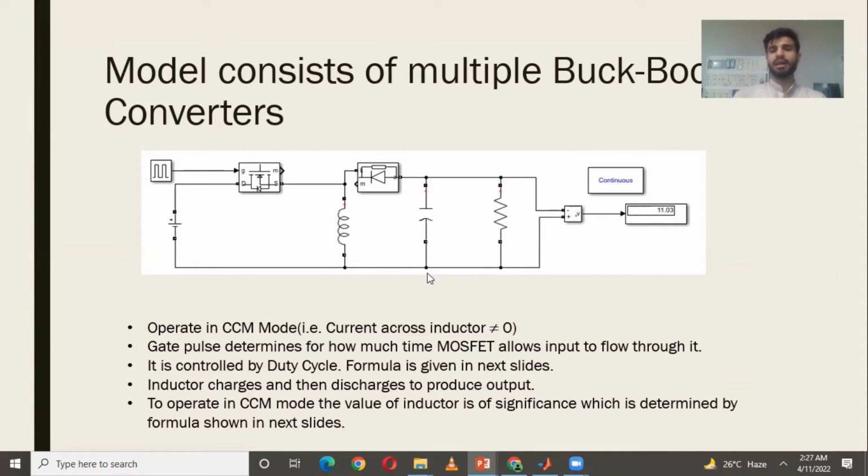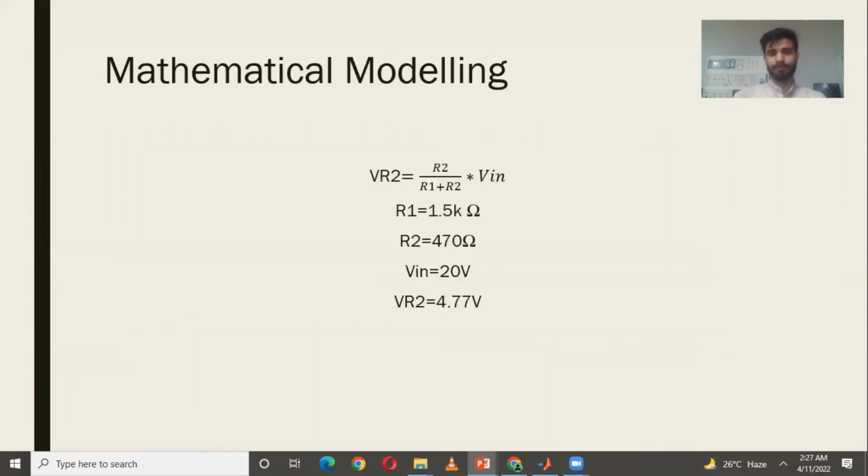The formulas are shown in the next slides. So, now we are moving towards mathematical modeling. We are using the ATmega328 microcontroller. The property of the ATmega328 microcontroller is it can sense only 5 volts.